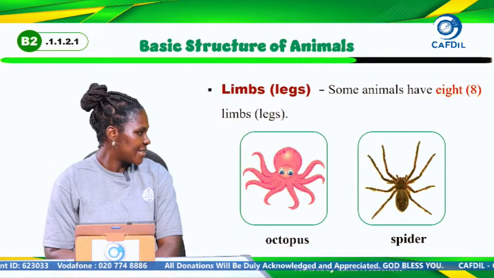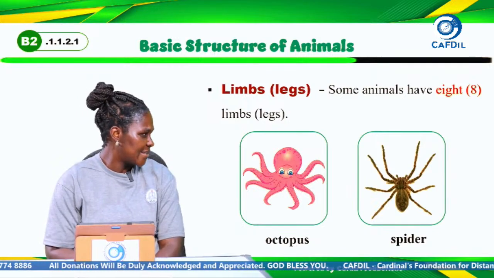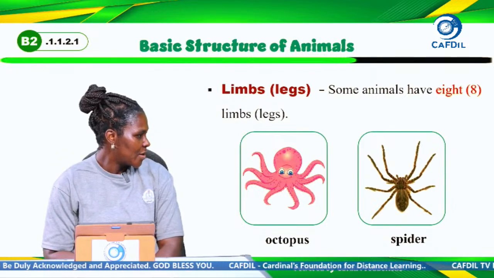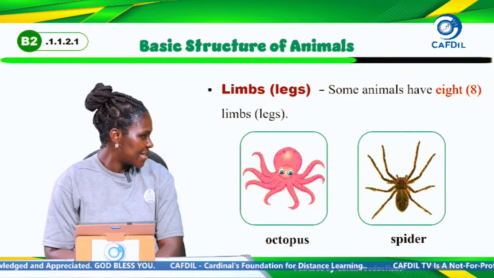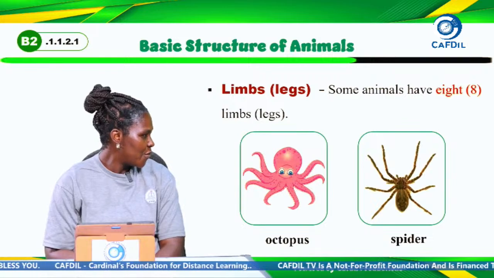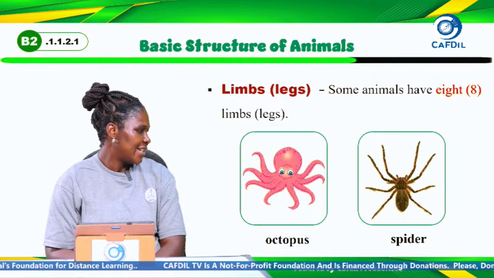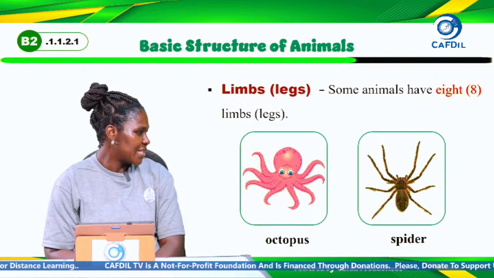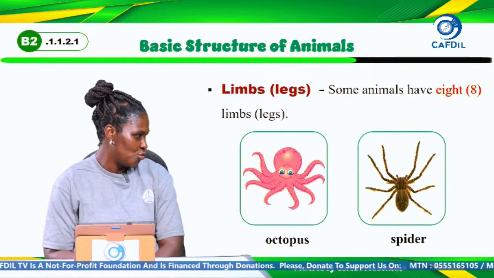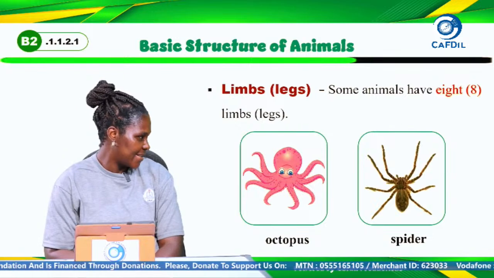So that is that. Some animals have got 8 limbs, that is legs. Octopus, look at it. Let's count. 1, 2, 3, 4, 5, 6, 7, 8. And the spider too has got 8. So octopus and spider and other animals too have got 8 limbs or legs.